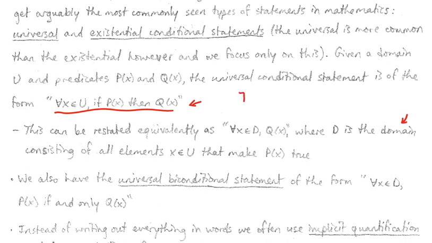You could say it something like, there exists x in D, and the s.t. is just short for such that, if P of x, then Q of x. So that's just what an existential conditional statement would potentially look like, but we really don't encounter these that much in the world of mathematics, so we don't really mess with those that much.